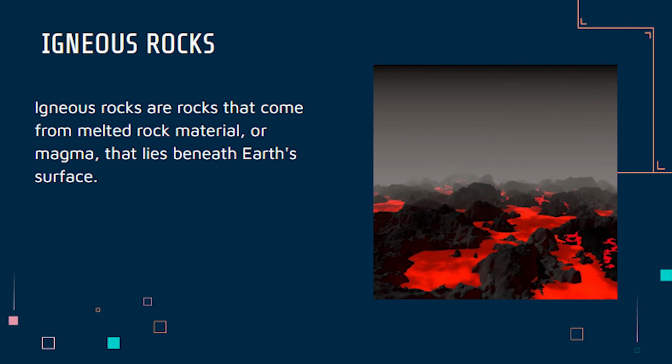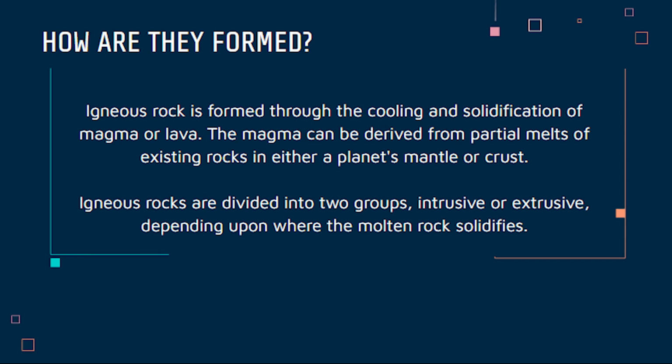Now, how are igneous rocks formed? Well, the rock is formed through the cooling and solidification of magma or lava. The magma can be derived from partial melts of existing rock in either a planet's mantle or crust. So, when a rock cools, becomes solid, then it forms a pattern. So igneous rocks are kind of an ongoing pattern. So it cools and becomes solid, then it's now melted, then it cools and it becomes solid, and we're therefore getting a lot of layers.